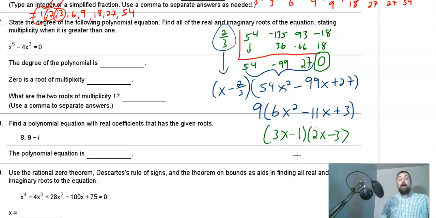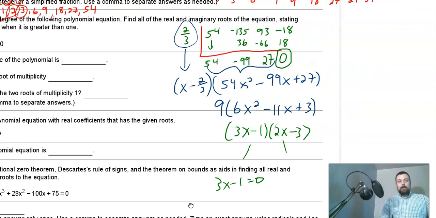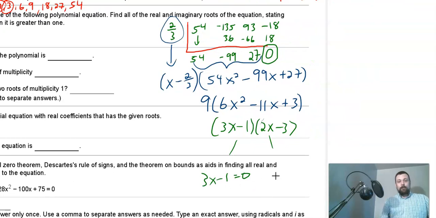So now that we have these two factors, we can get the rest of our zeros. All you have to do is set them equal to 0. So we'll get 3x minus 1 equals 0, and we will get 2x minus 3 equals 0. Solve for x in each case. And so I'm going to add 1 to both sides here. We get 3x equals 1. Divide by 3 on both sides. And I'm just going to write the answer up here. We get x equals 1/3.